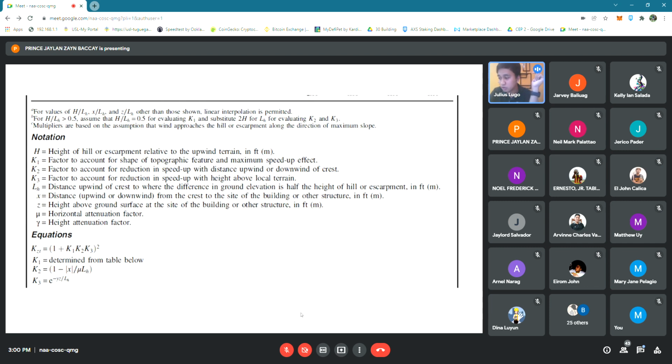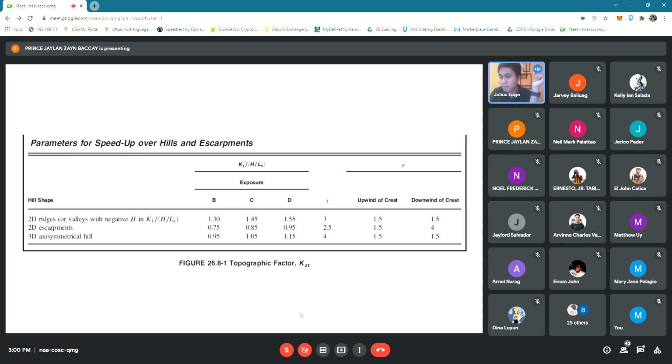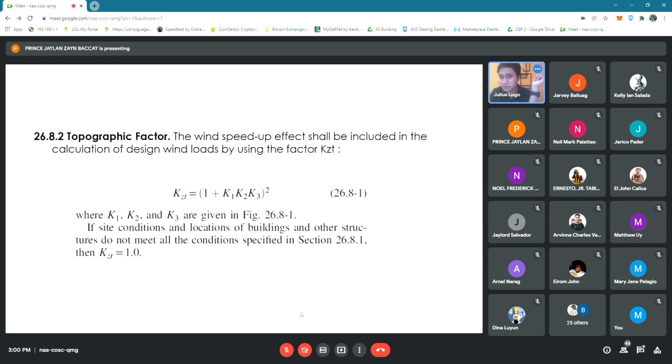Next slide po tayo. In here you have 26.8.2 and then that's just the topographic factor. Pero if site conditions and locations of building and other structures do not meet all the conditions specified in 26.8.1, then KZT is taken as equal to 1. Okay, so that's your KZT if the conditions in section 26.8.1 are not satisfied. Titingin tayo doon sa 26.8.1. There are actually 5 conditions there. Pero pag hindi niya na-meet, you can just use KZT as 1.